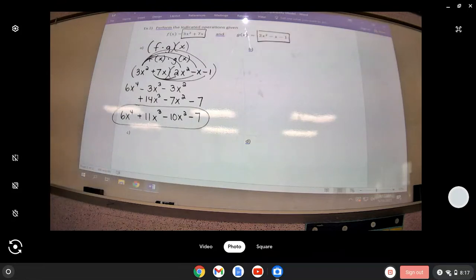And you can check your answer with mine. That is my new function when I add f and g together. Oh, no, I'm sorry, when I multiply f and g together. How do you guys feel about that one?